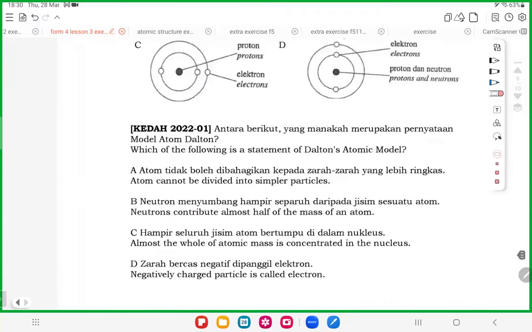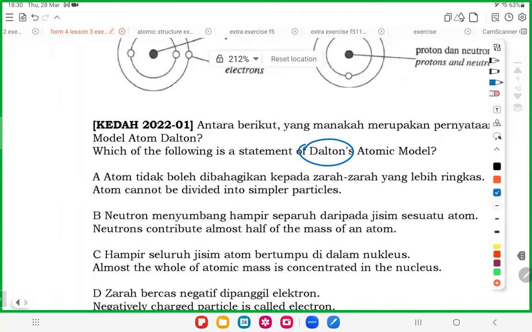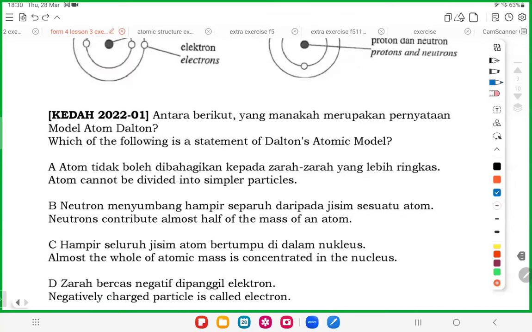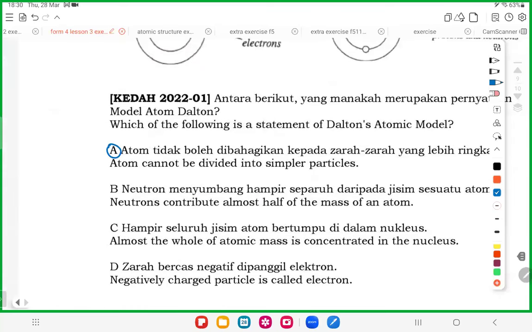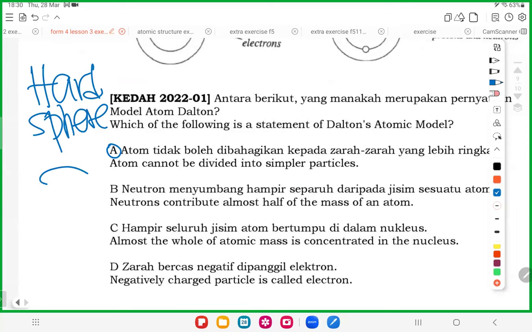Which of the following is proposed by Dalton? So Dalton said the atom cannot be divided into simpler particles. Why? Because John Dalton said the atom is a hard sphere. So the atom is so hard that you cannot cut it anymore. So it cannot be divided. All right.